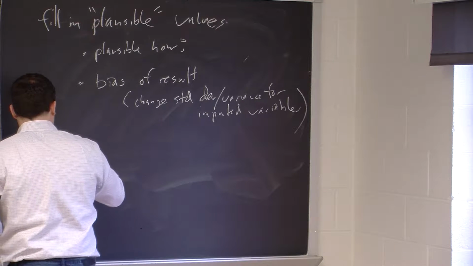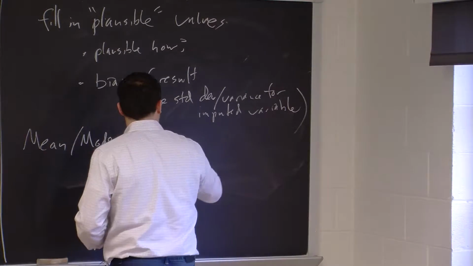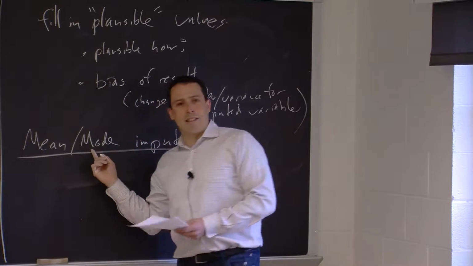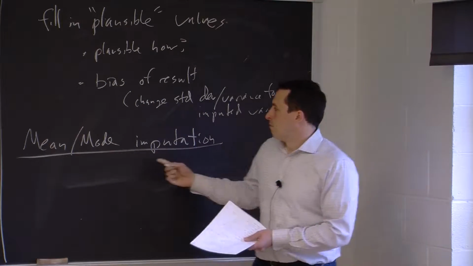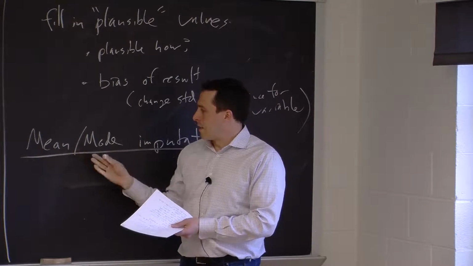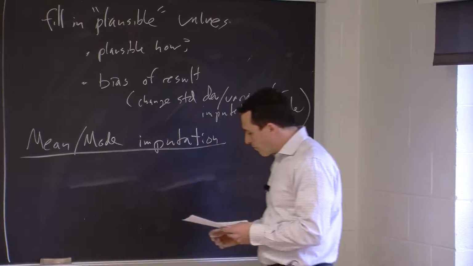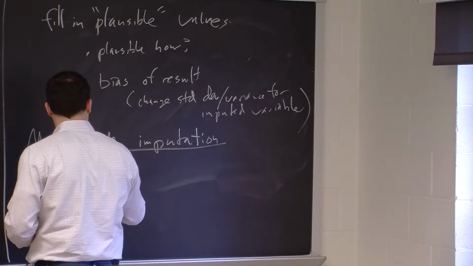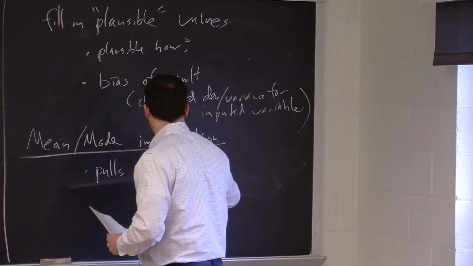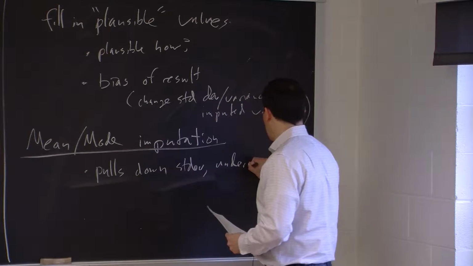So this one that I've been talking about is mean or mode imputation. If it's a continuous variable, we might plug in the mean. That doesn't make much sense for a categorical variable. For an ordinal variable, maybe we'll plug in the middle one, or add numbers and then take the mean, or maybe the mode for a categorical. Of course, this pulls down, at a minimum, the standard deviation and understates the variation.